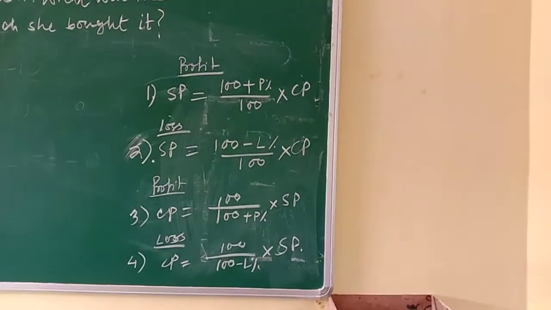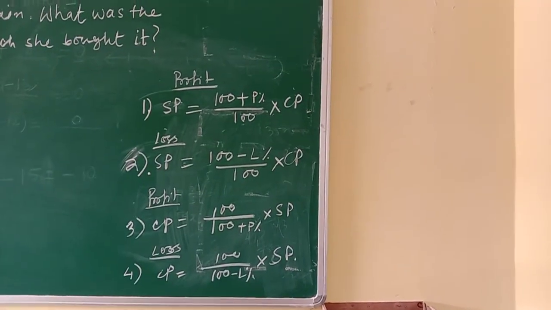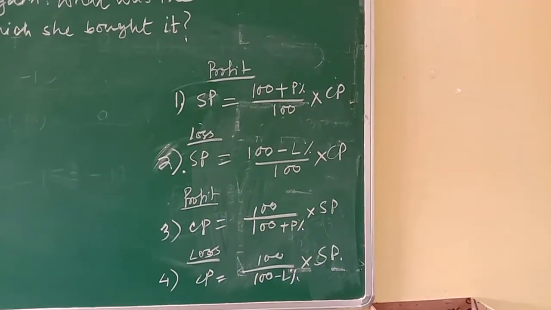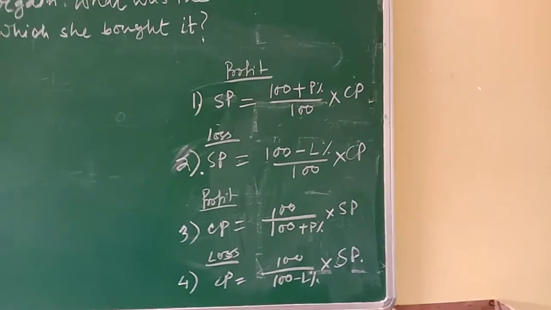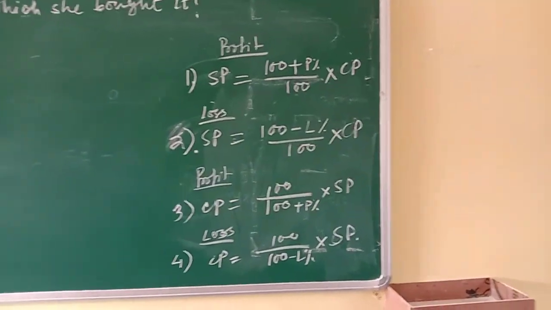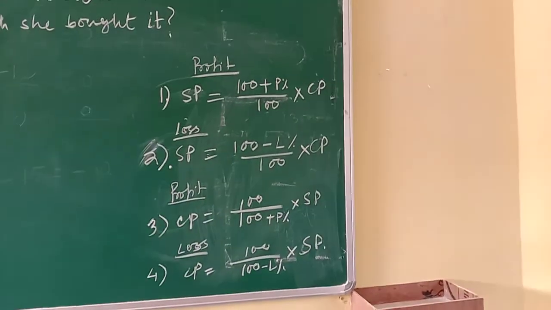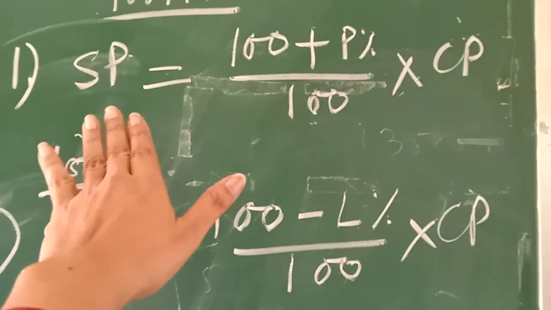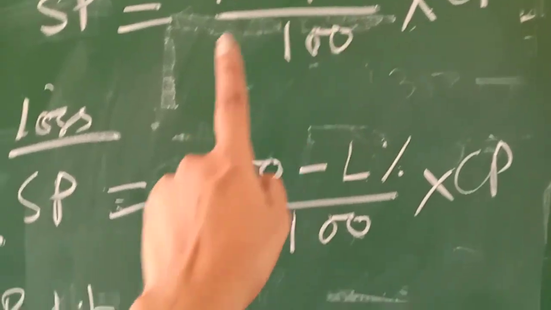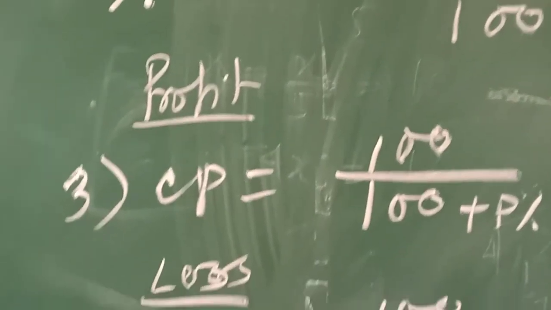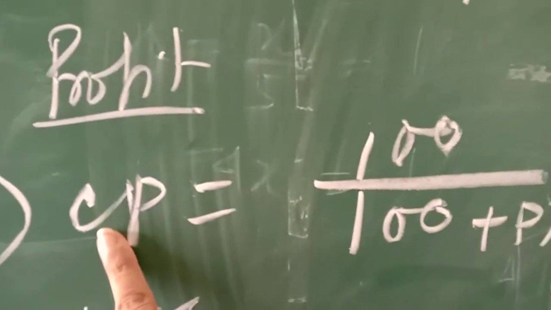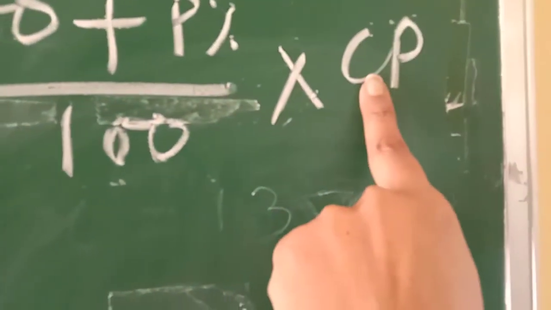Every day, before starting your math practice, you will just look at them. You give a look at them and you can understand. No need to mug up, no need to memorize. Just look at these formulas. There is a symmetry. When finding selling price, this portion is on top. When finding cost price, this portion will be down. And when you are finding cost price, selling price is here. When you are finding selling price, cost price is there.